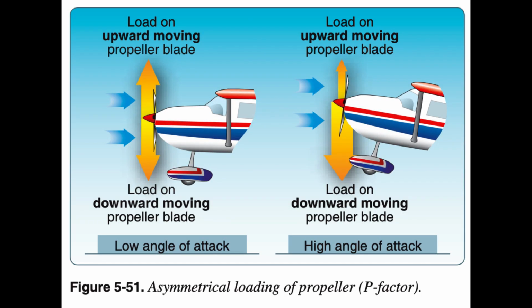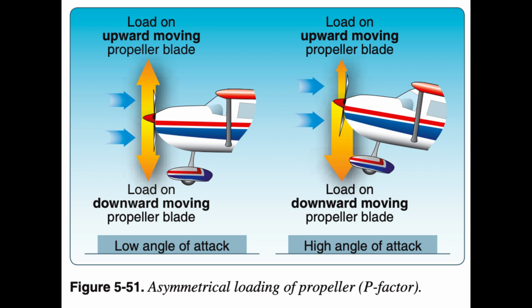Asymmetric loading, P-factor. When an aircraft is flying with a high AOA, the bite of the downward moving blade is greater than the bite of the upward moving blade. This moves the center of thrust to the right of the prop disc area, causing a yawing moment toward the left around the vertical axis. Proving this explanation is complex because it would be necessary to work wind vector problems on each blade while considering both the AOA of the aircraft and the AOA of each blade.